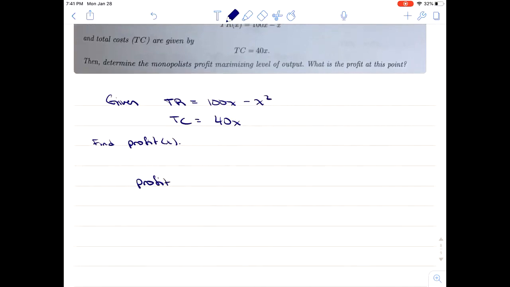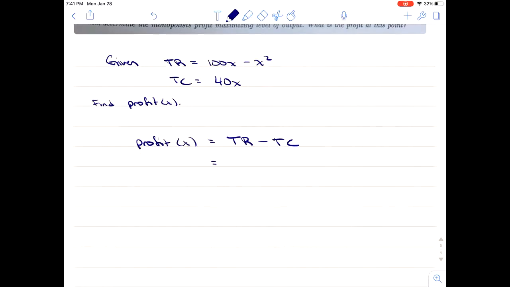So from your formula sheet, you have profit of x is the total revenue minus the total cost. That's on your formula sheet. Now we can swap those out because we know those, and I'm going to put brackets around each of them just to indicate that this is one thing and this is another thing, just so I'm not messing up negatives if they're there. So we've got 100x minus x squared, minus 40x. Just putting those in.